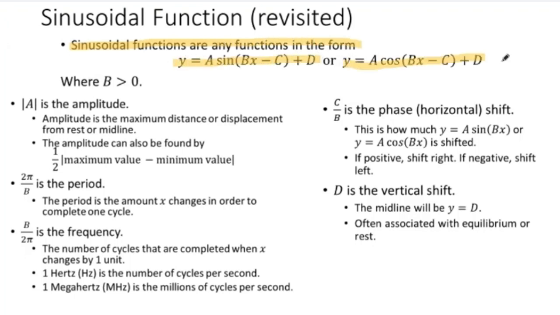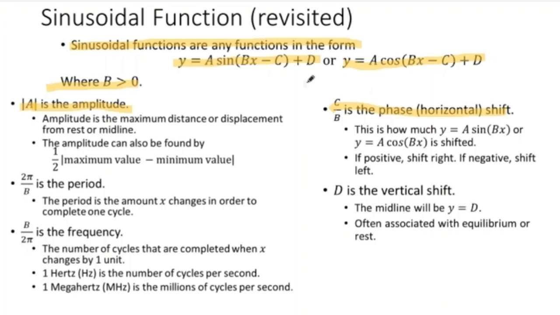minus c plus d, or y equals a cosine bx minus c plus d, where b is a positive number. In the previous section, we talked about how a, b, c, and d told us about different attributes of the wave. The absolute value of a was the amplitude, and the amplitude represented the maximum distance or displacement from rest or the midline of the wave.